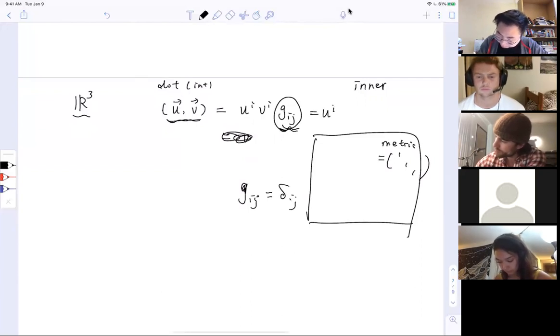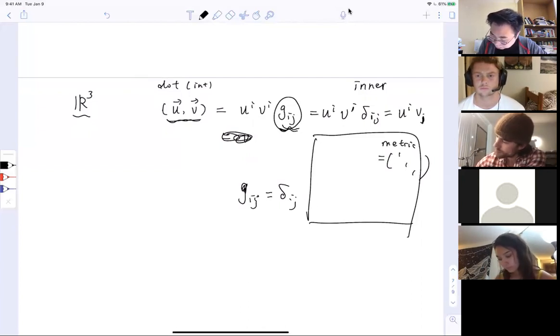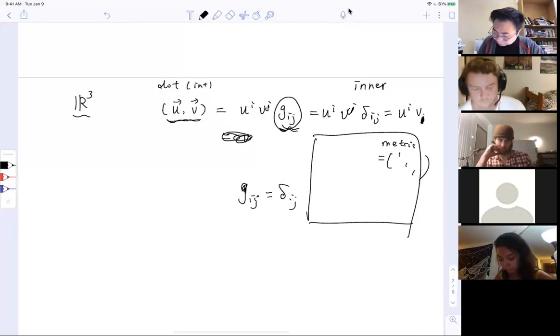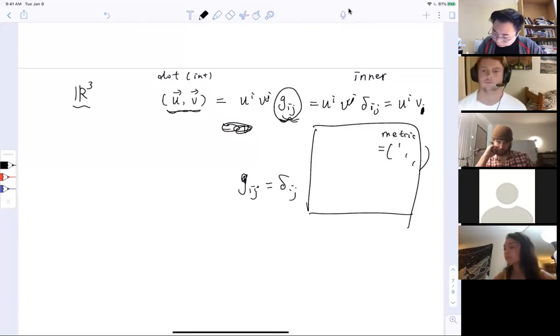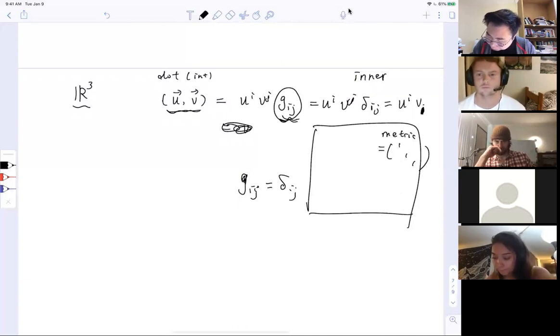So it's U^i V^j delta_ij, which is U^i V^i. Remember what I said? When you have a delta_ij, you can always replace, sorry, this is j, you can replace this j with i.